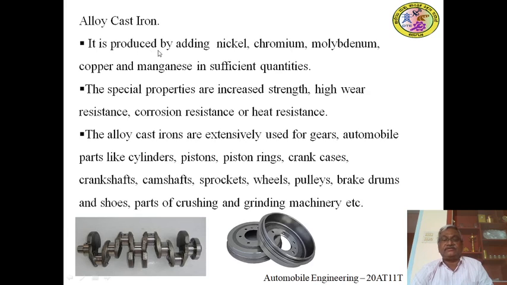Alloy cast iron. So this alloy cast iron is obtained by adding nickel, chromium, molybdenum, copper, manganese in sufficient quantities. So by this we can improve the properties. We can get increased strength, high wear resistance, corrosion resistance and also heat resistance. These alloy cast irons are extensively used for gears, automobile parts like cylinders, pistons, crankcase, crankshaft, camshaft, sprockets, wheels, brake drums and shoes, etc.